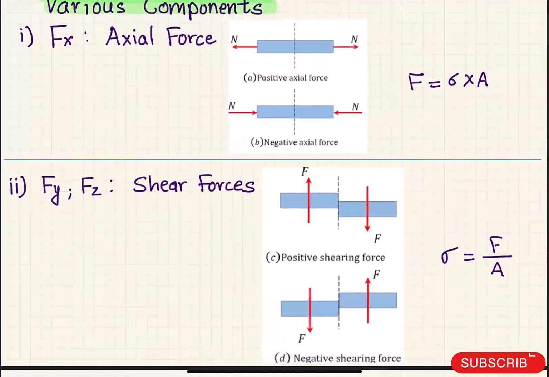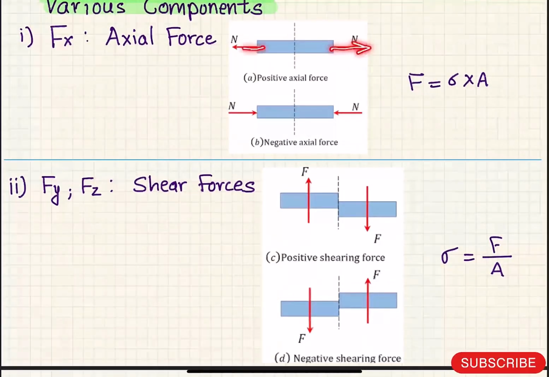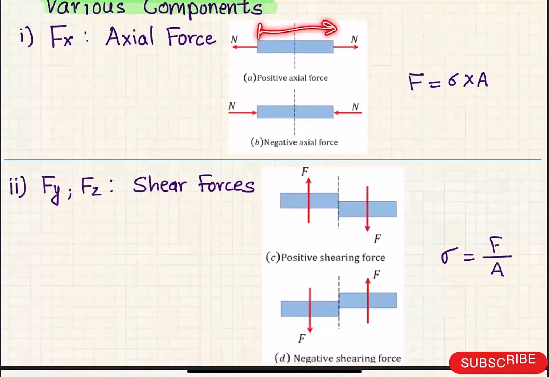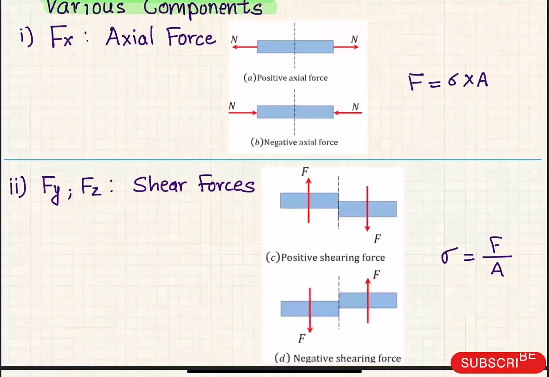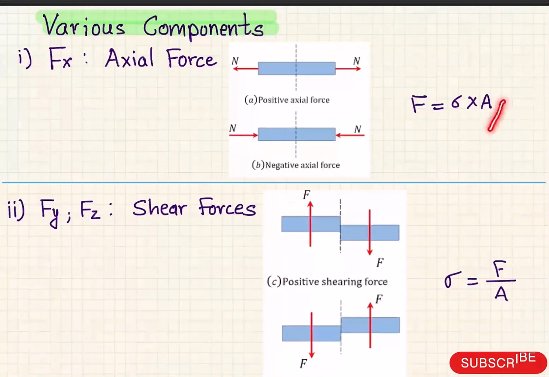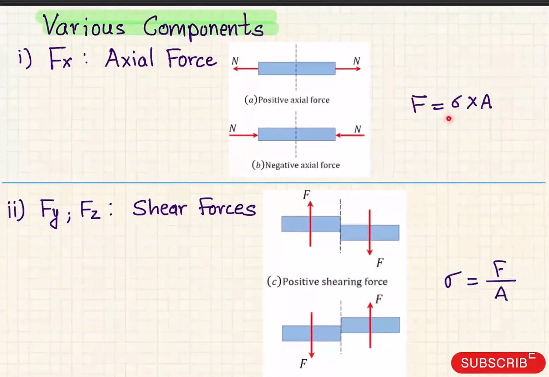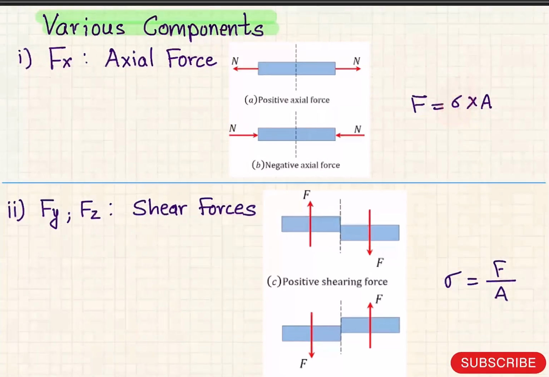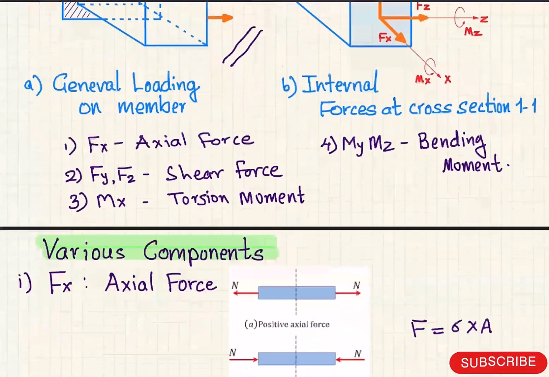In this figure we have seen that if these forces act in this direction or in the reverse, in both cases the length is going to change from L by delta L. Axial force may be tensile in nature, which causes an increase in the length of the member, or compressive in nature, which decreases the length of the member. Force can be defined by sigma into A, which is stress multiplied by the area on which the stress is acting. So this is the Fx force, which is the axial force.